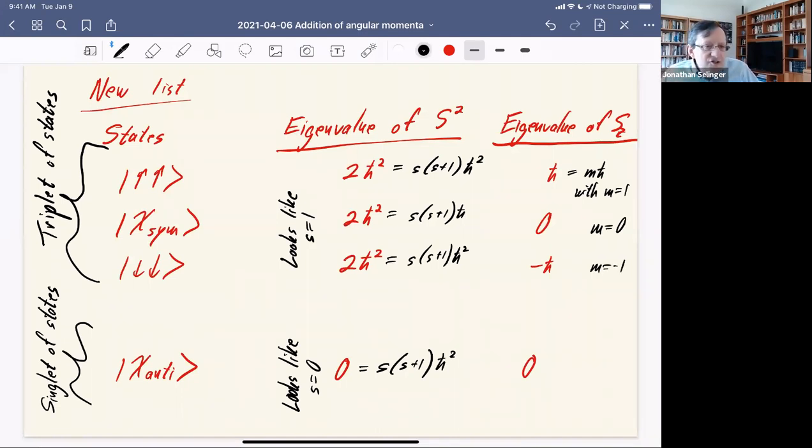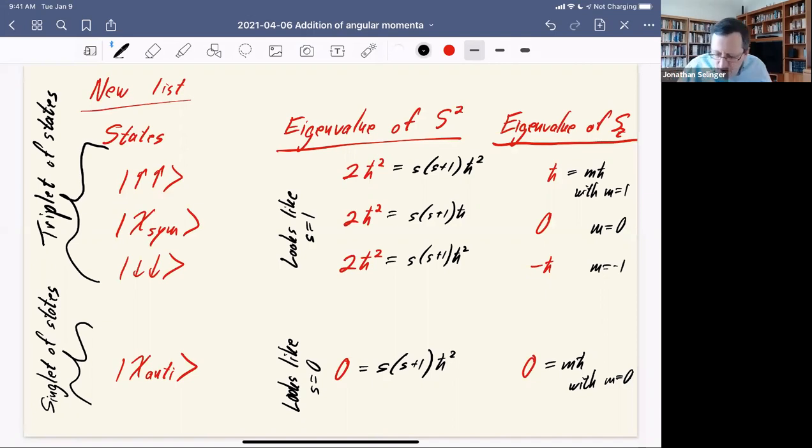Right? And that actually goes along with the S equals 1, right? Because when S equals 1, M should go from negative S to S in steps of 1. And that's exactly what it's doing. Okay? And likewise, down here, this is MH bar with M equals 0. And so we know that S equals 0, M has to be from negative S to S, so M can only be 0, right? So that all works out, okay?